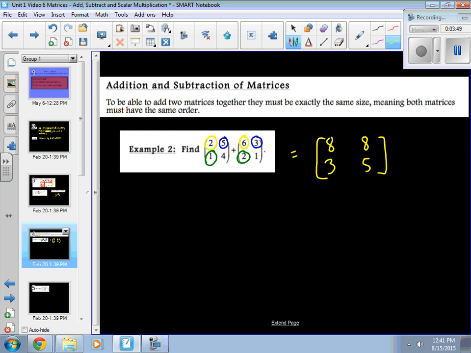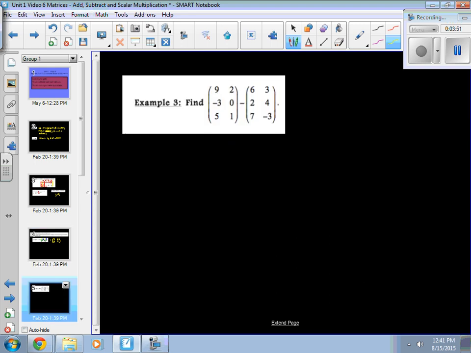Okay, let's try subtraction. Example 3 here, we want to subtract these 2 matrices. We can subtract it because both of these are 3 by 2 matrices. They both have 3 rows and 2 columns. So yes, we can subtract it. So now you do the same thing. Subtract each element located in the same location, and we should end up with a 3 by 2 matrix.